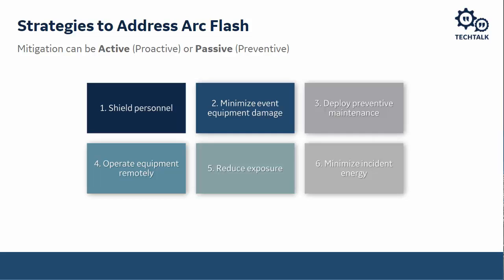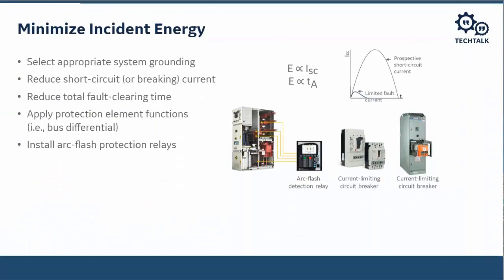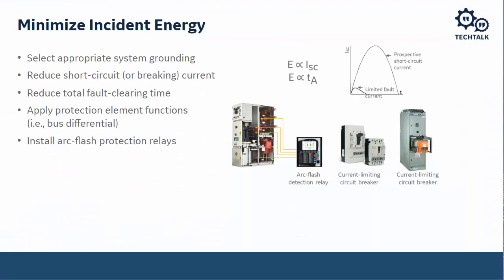So we want to clear that fault as quickly as possible so we're not riding up on that exponential energy curve. So this is minimizing the incident energy. This graph over here shows what we showed on that exponential curve, where the longer the fault's there, the more energy that's available. So appropriate grounding so we can detect these things. Attempting to reduce short circuit availability. Reducing total fault clearing time.